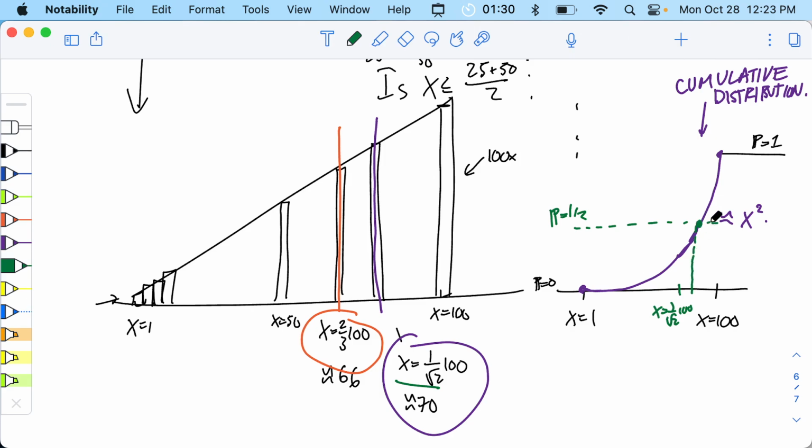So this is a linear equation. This is a quadratic equation. And for a quadratic equation, this 1 over square root of 2 is exactly the point where the probability touches 1/2. What does it mean if it touches a half? It means half the time you are less than this, half the time you are more than this. The chance that you are less than 1 over square root of 2 times 100 is a half, and the chance that you are more is also a half.